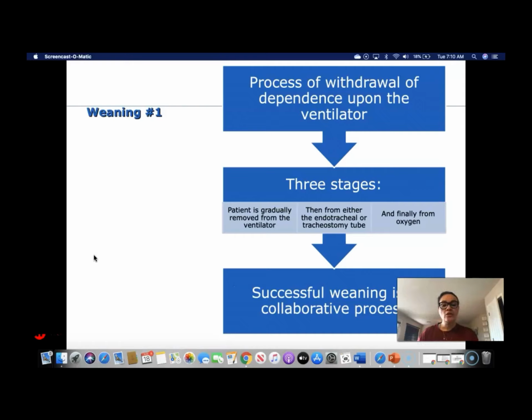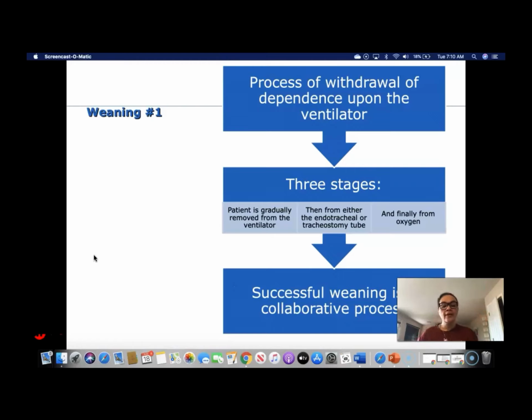Okay. So the process of withdrawal is 3 stages. Just monitoring them. How are they doing? Are they breathing over the ventilator? Kind of like I stated earlier. So is it gradually removed? So decrease the settings. See how they do without the support. See how they do without so much respiration help, inhalation help.